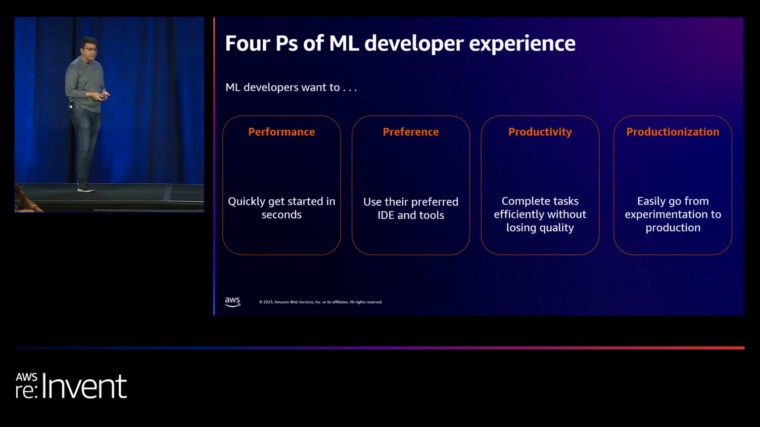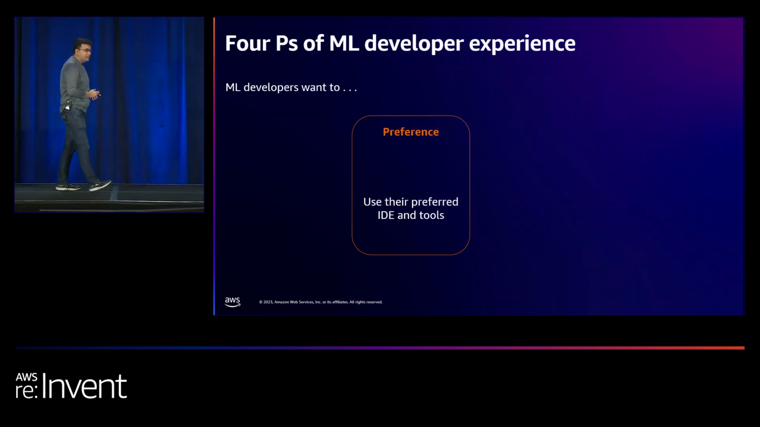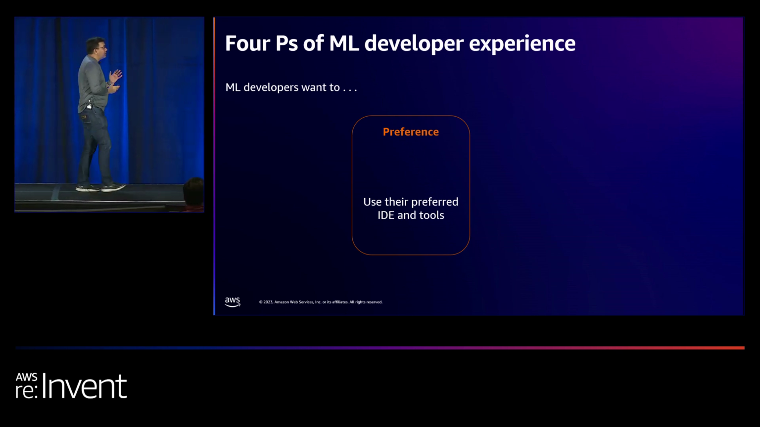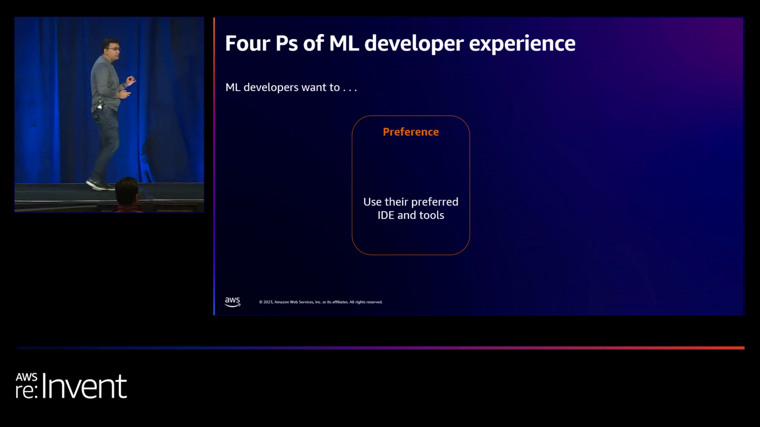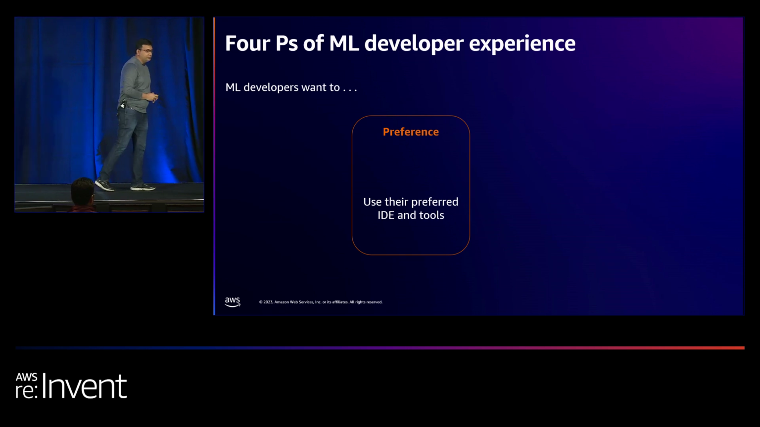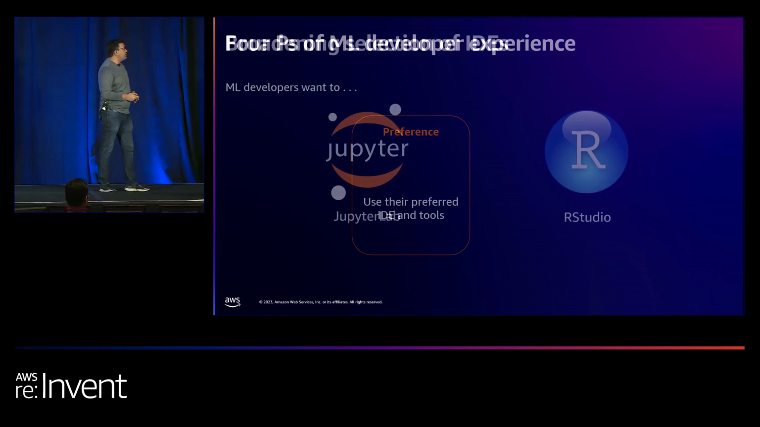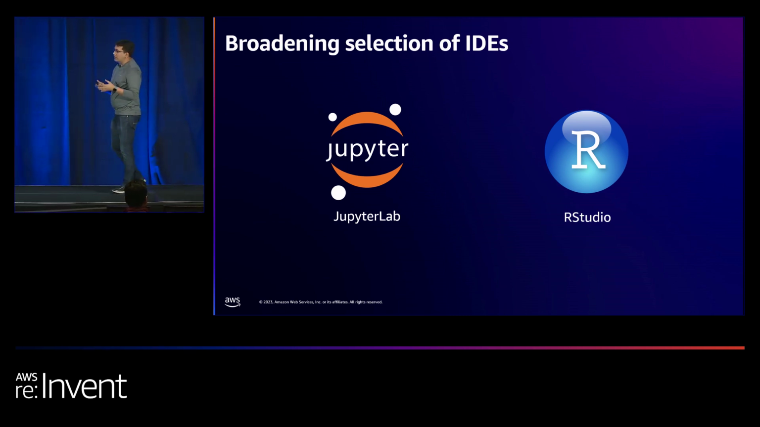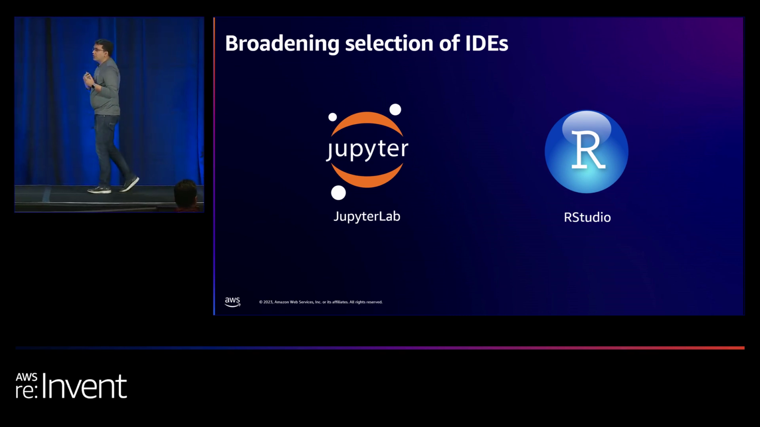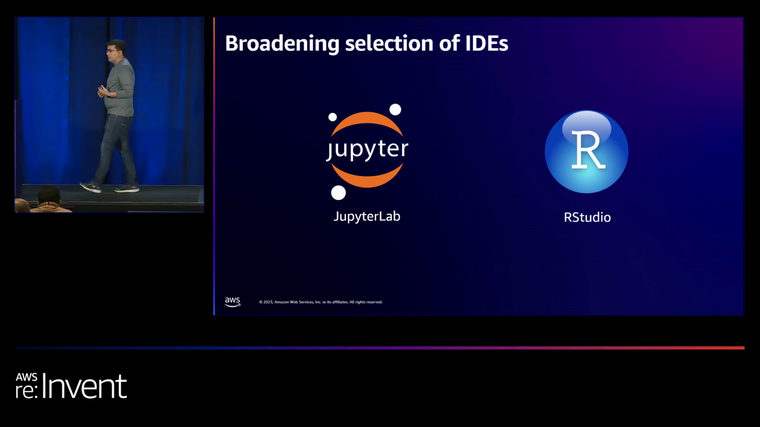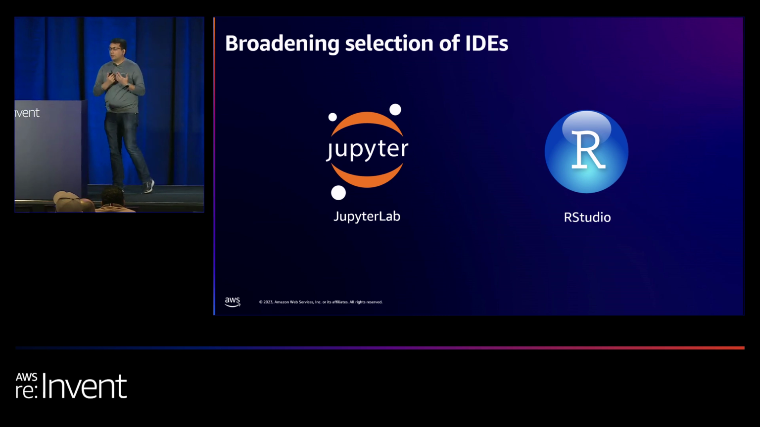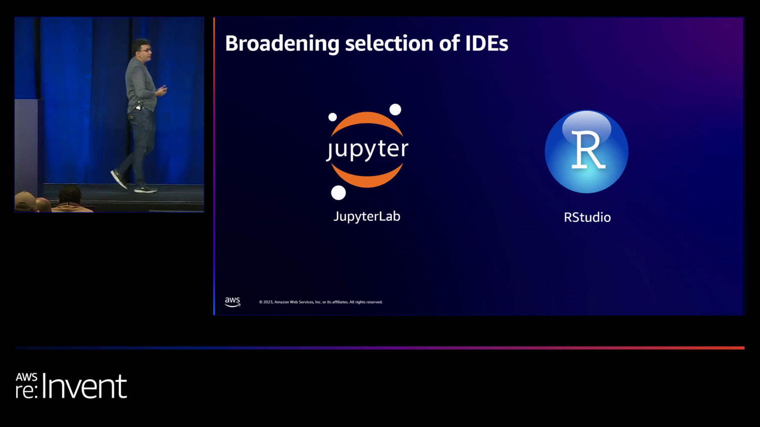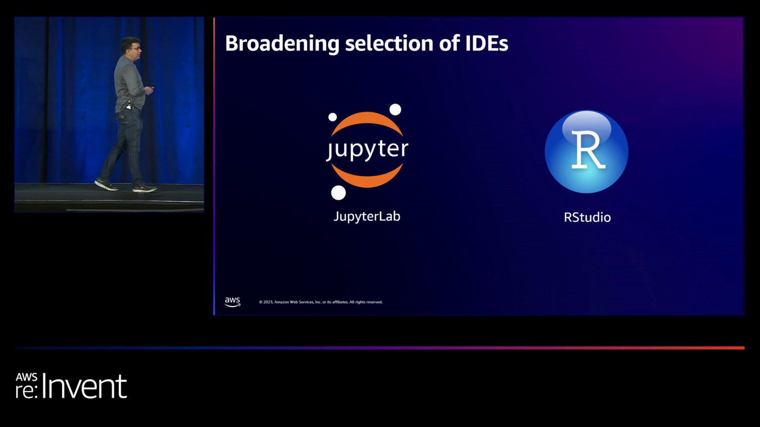Let's talk about the next P, preference, where developers are asking for their preferred tools for their specific tasks. As you saw, SageMaker Space comes with support for both Jupyter Lab and RStudio. But our customers have been telling us they need more choice. They need IDEs with much more robust support for debugging, refactoring, and deployment tools. And one of the IDEs they have been asking us for is VS Code.